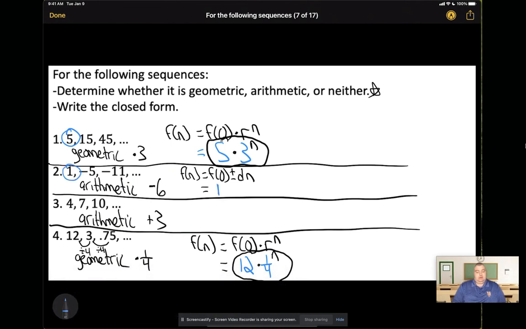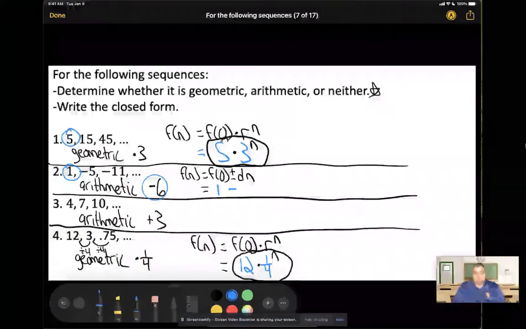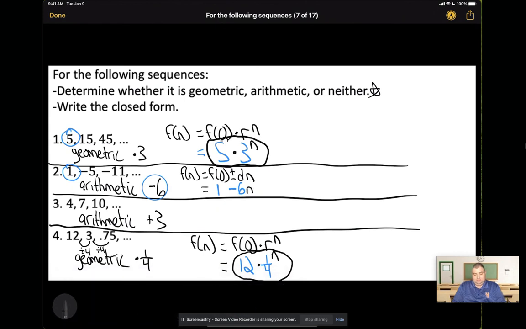Okay. Now, in this case, our pattern was to subtract 6, which means we're going to use the minus this time. So it's plus or minus. In this case, we're going to use minus because my pattern was to subtract 6. And what are we minusing? We're minusing 6. So 1 minus 6 times n. 1 minus 6n. That is my closed form of sequence 2.